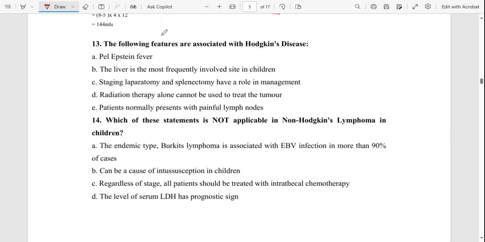13 is saying the following features associated with Hodgkin's disease: Pel-Ebstein fever. The liver is the most frequent involved site in children. Staging, laparotomy, and splenectomy have a role in management. Radiation therapy alone cannot be used to treat the tumor. Patients normally present with painful nodules. Anyone that can help us with this question?